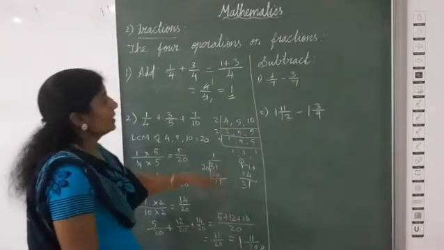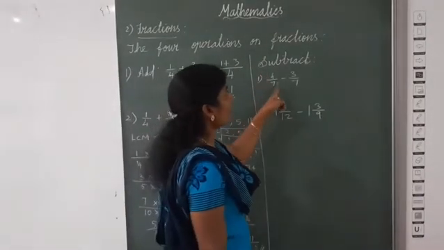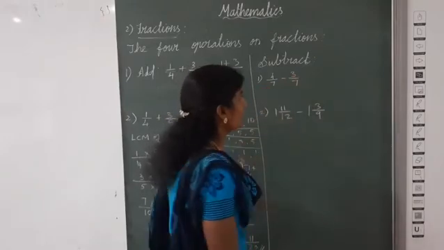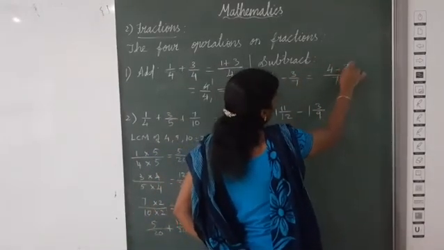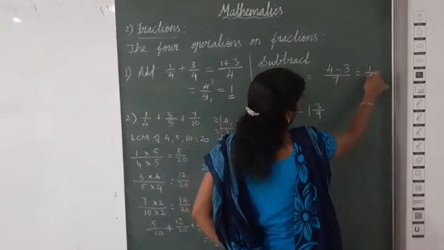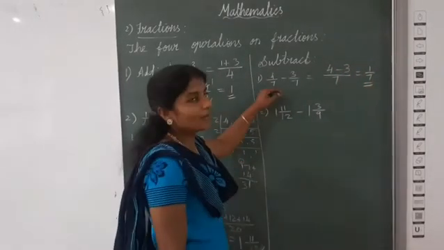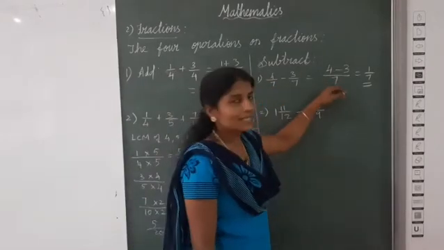Okay. Now subtract 4 by 7 minus 3 by 7. Same denominator, so we take 7 here. 4 minus 3 is equal to 1 by 7, which is the answer. Because here it is the same denominator, we can write it easily.